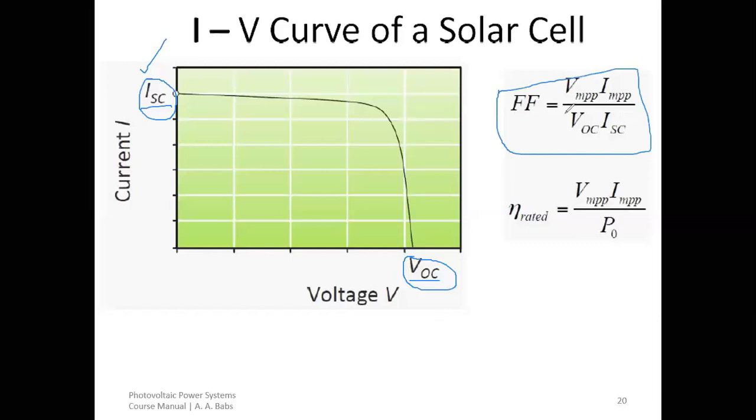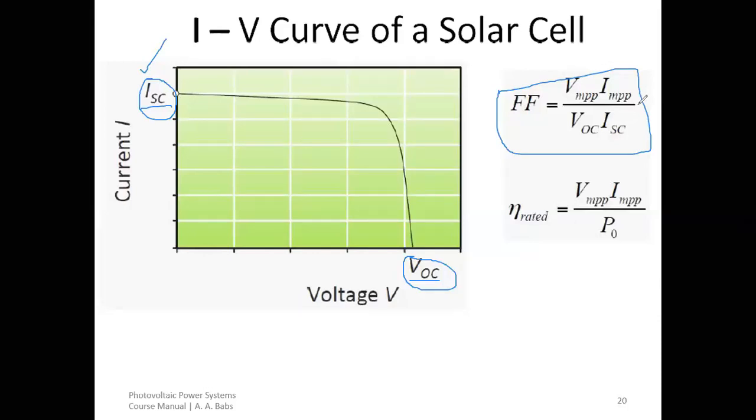Fill factor is given as the ratio of maximum obtainable power to the product of open circuit voltage and short circuit current. This is very important. You will see that we have VMPP here. VMPP represents maximum power point voltage. IMPP represents maximum power point current. Maximum power point is the point on a power curve that has the highest value of the product of its corresponding voltage and current.